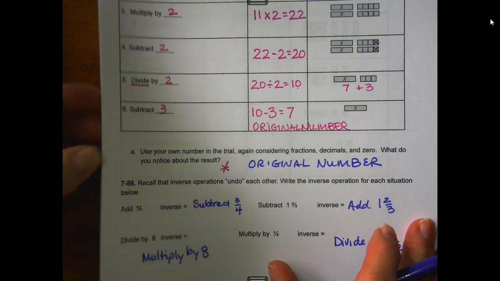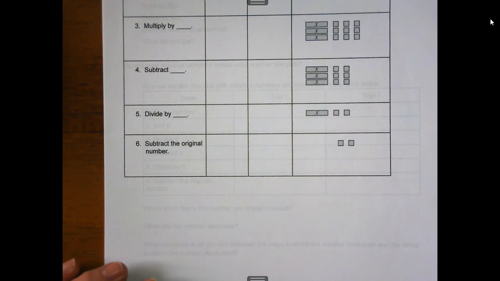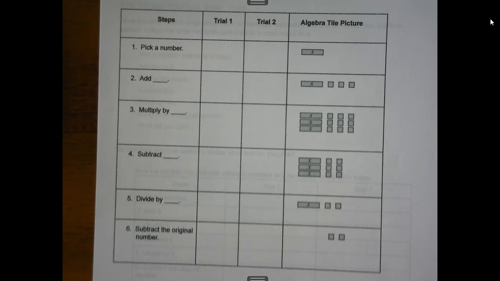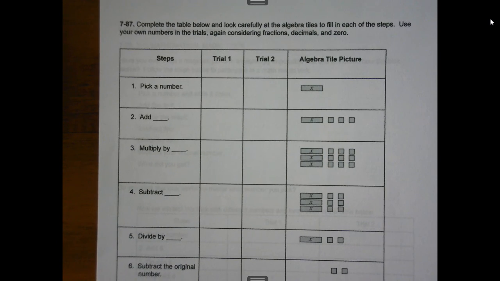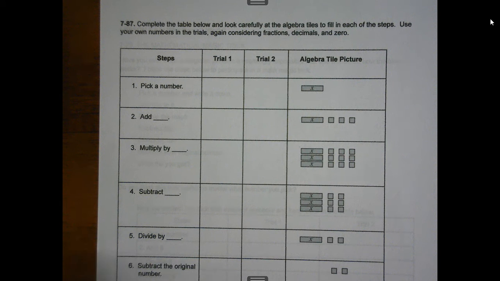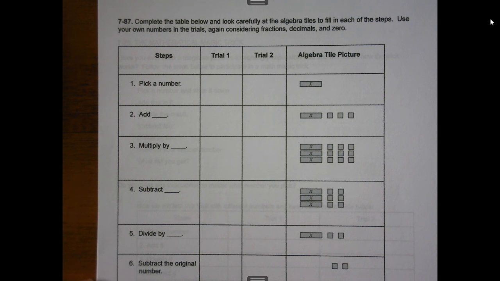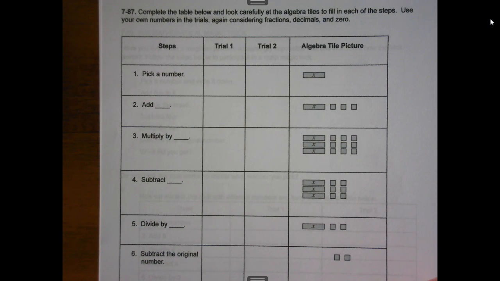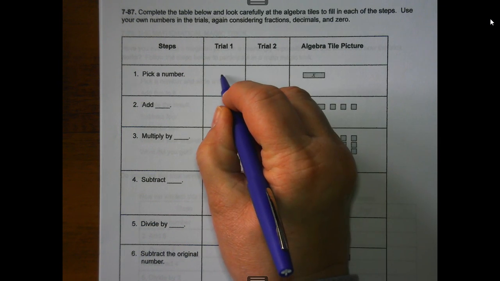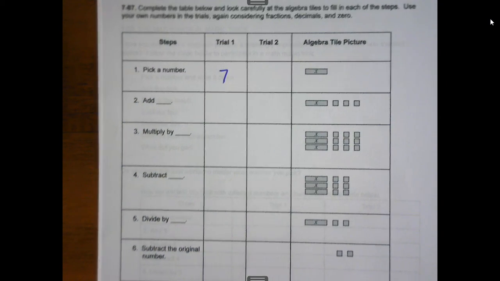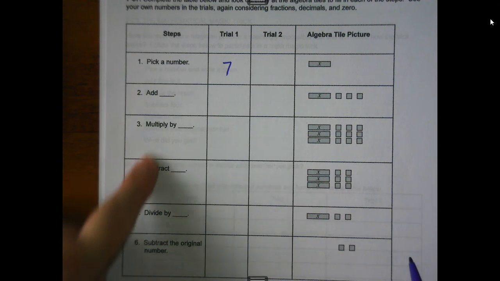Let's move on to the next problem. And the next one that I assigned for you to do was another math trick. And it says complete the table below and look carefully at the algebra tiles to fill in each of the steps. Use your own numbers in the trials, again, thinking about fractions, decimals, or 0. So when we're taking a look at this, we've got pick a number. And for our pick a number, you may not have done the same thing I did, but I'm going to choose the number 7. And then I'm going to focus in on these steps here.